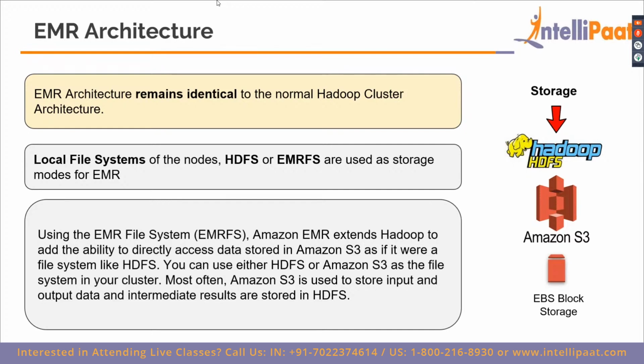Local file systems of the nodes, HDFS or EMRFS, are used as storage nodes for EMR. So you can use the local file systems of the nodes, that is local file systems in the sense, the local file systems which is hosted in the cloud. So that local file system is basically Amazon S3. So S3 is the backend for HDFS. So as I told you, S3 is used for storage.